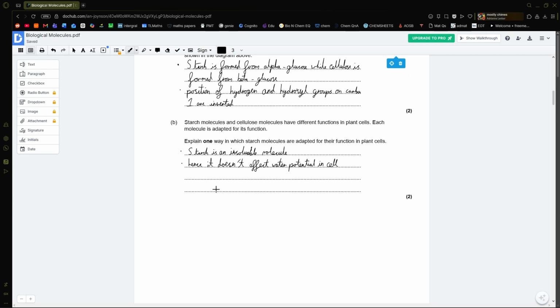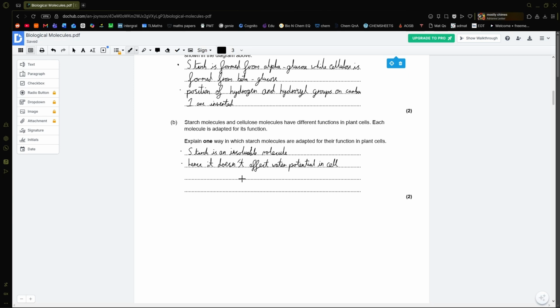So explain one way in which starch molecules are adapted for their function in plant cells. Starch is an insoluble molecule, meaning it can't be dissolved in water. The bonds between them can't break in the water. It just stays as a solid. It doesn't dissolve. Hence, it doesn't affect water potential in a cell. You'll learn about water potential later on, or if you already know about it, then good for you. So it's good for its function in plants, because it's used as a storage molecule and it doesn't affect anything else in the plant.